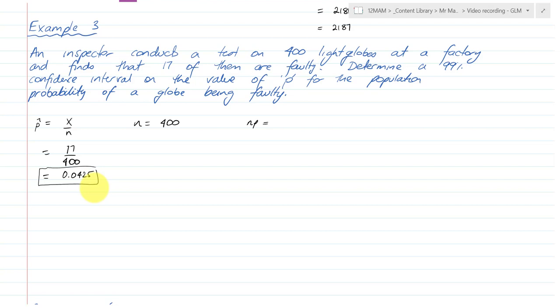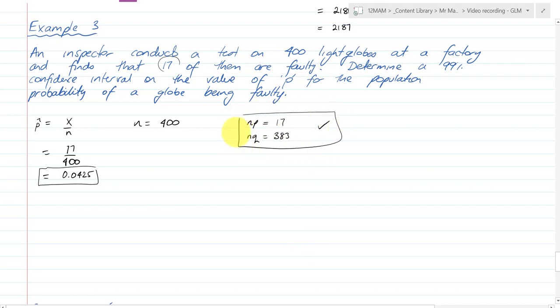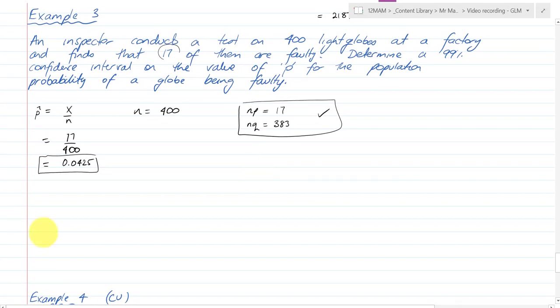So I get that value, I multiply it by 400. Of course, I should already know the answer because np is the expected value, and we got 17, so that's 17. And nq will be equal to 383. That meets my criteria of being above 5. So that's a justify the reasonableness type of process. Anyway, we've got our n and our p hat, and we're talking about a 99% confidence interval.